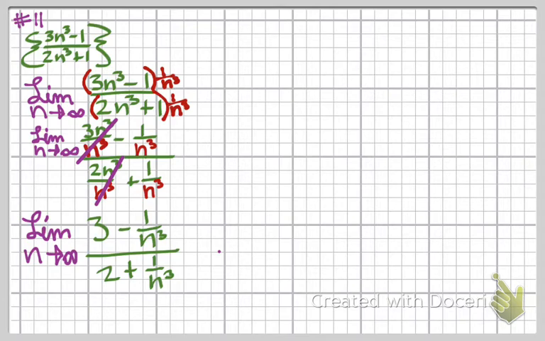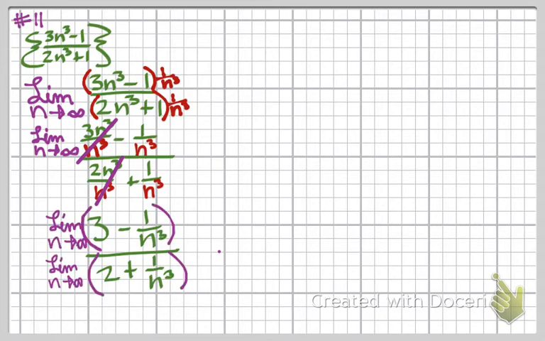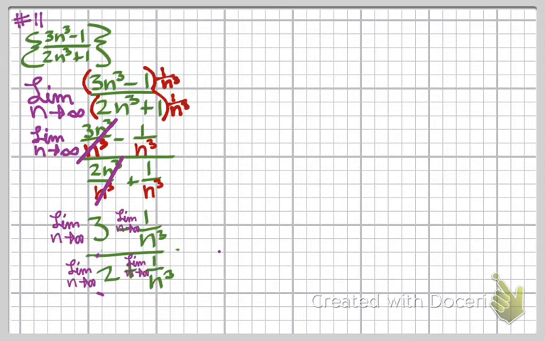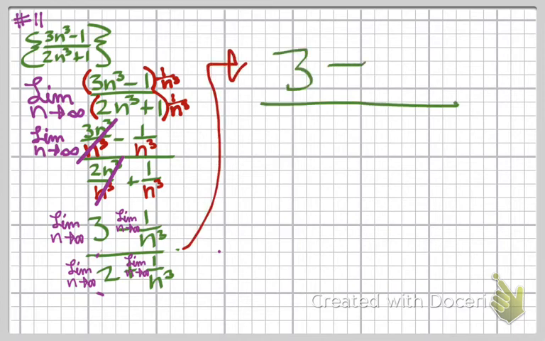Now, some of you may have heard that the limit of the quotient is the quotient of the limits. But wait, there's more. For more of your limit properties, the limit of a sum is the sum of the limits, and the limit of a difference is the difference of the limits. So we pass that limit into each one of those terms, and now we're going to clean that up. Let's go ahead and take it on up here.